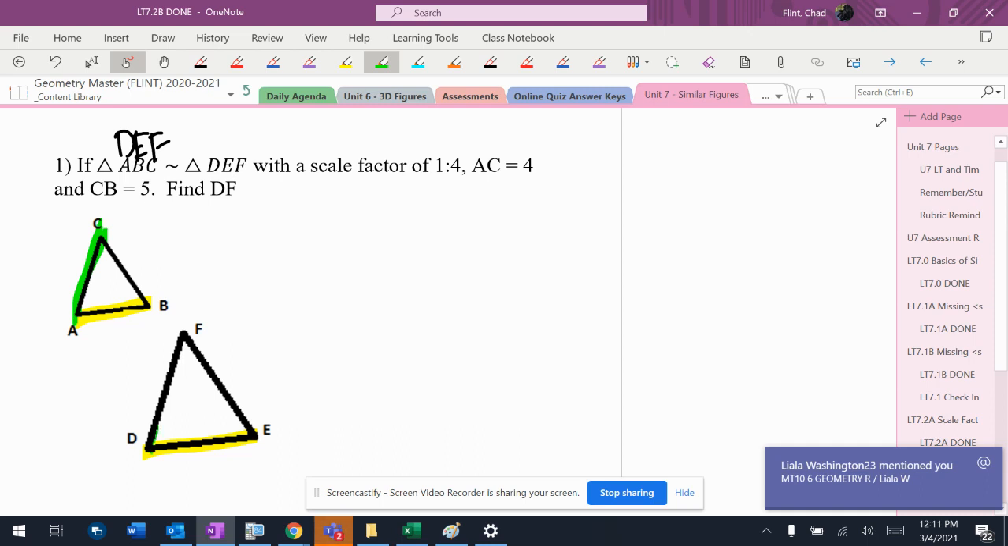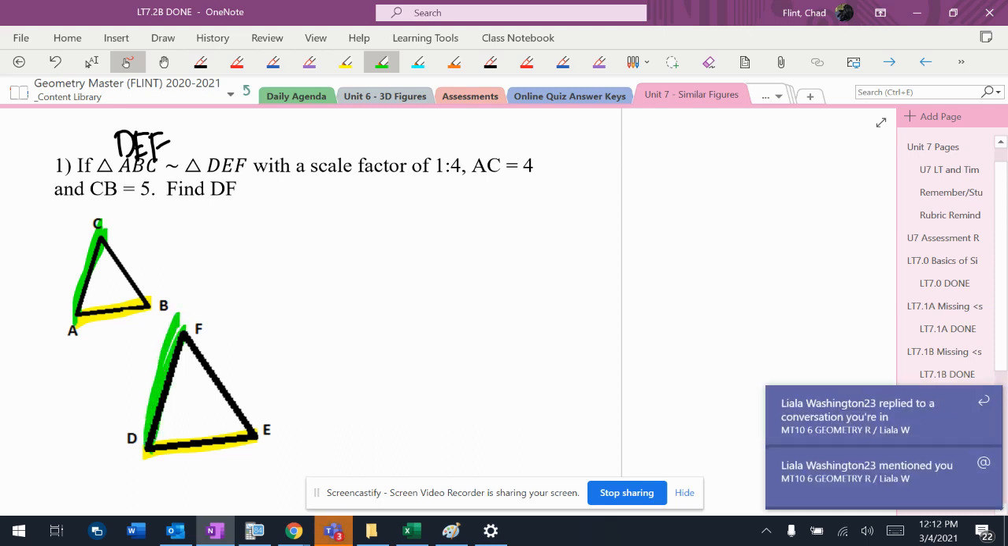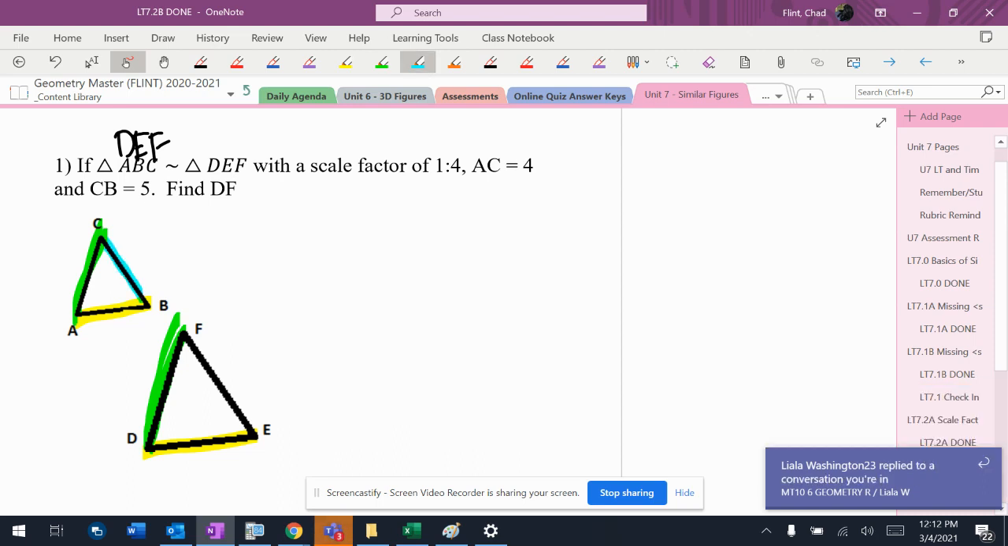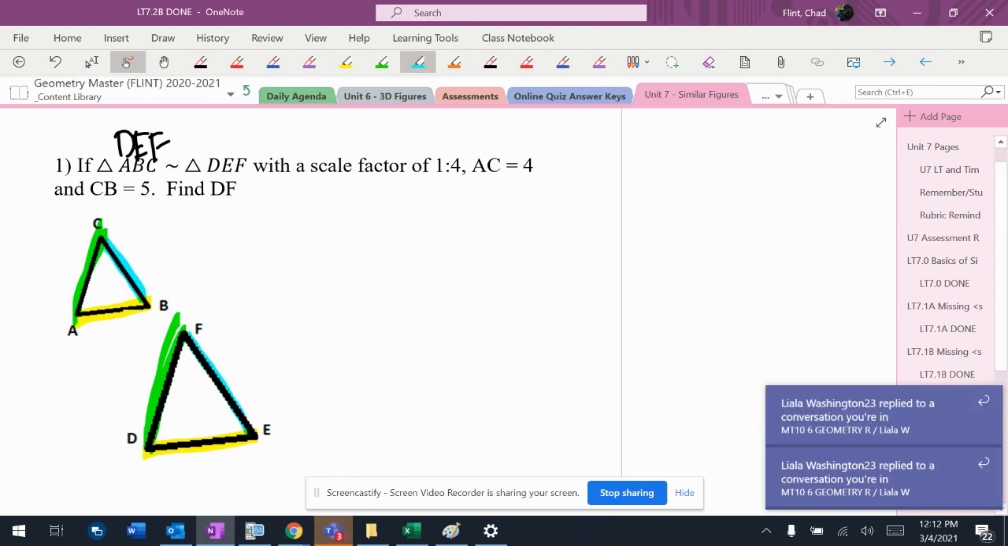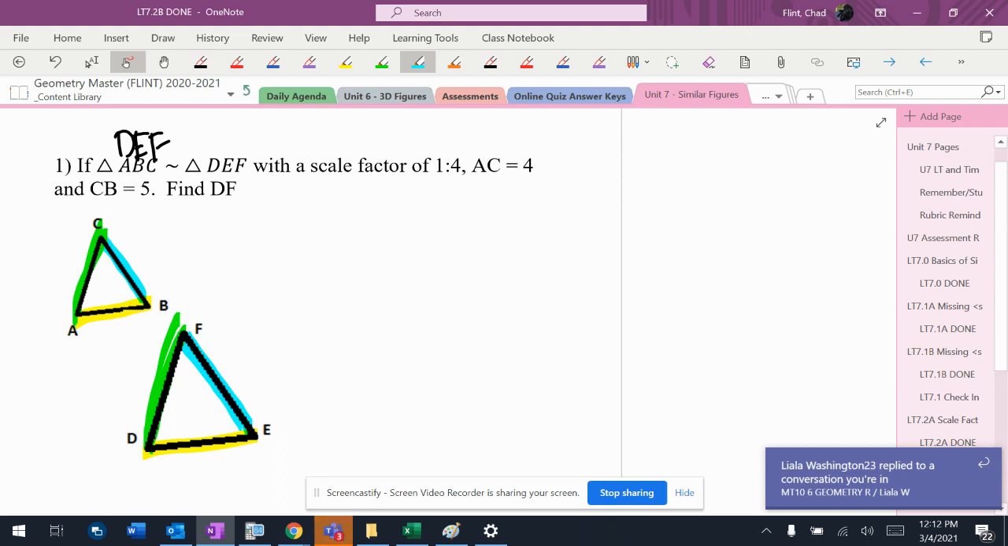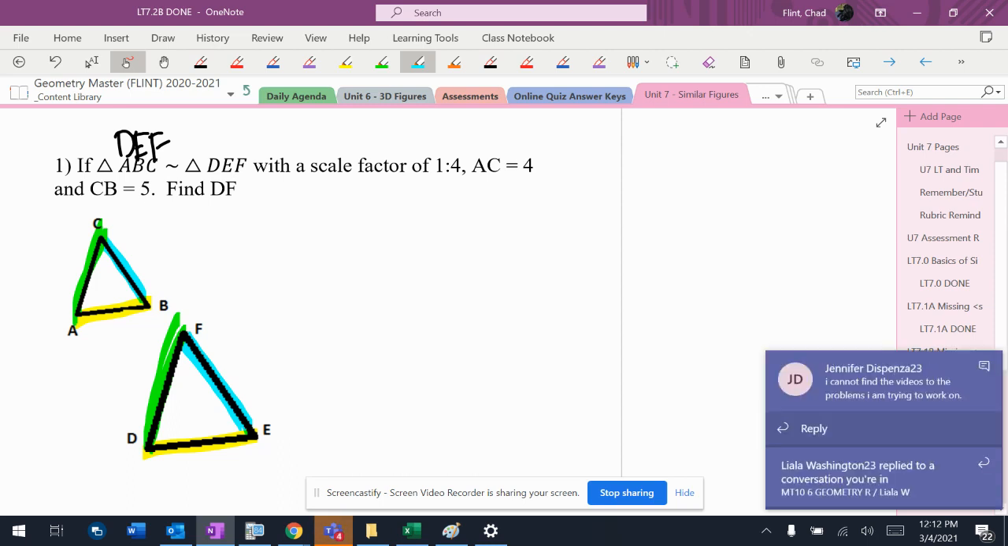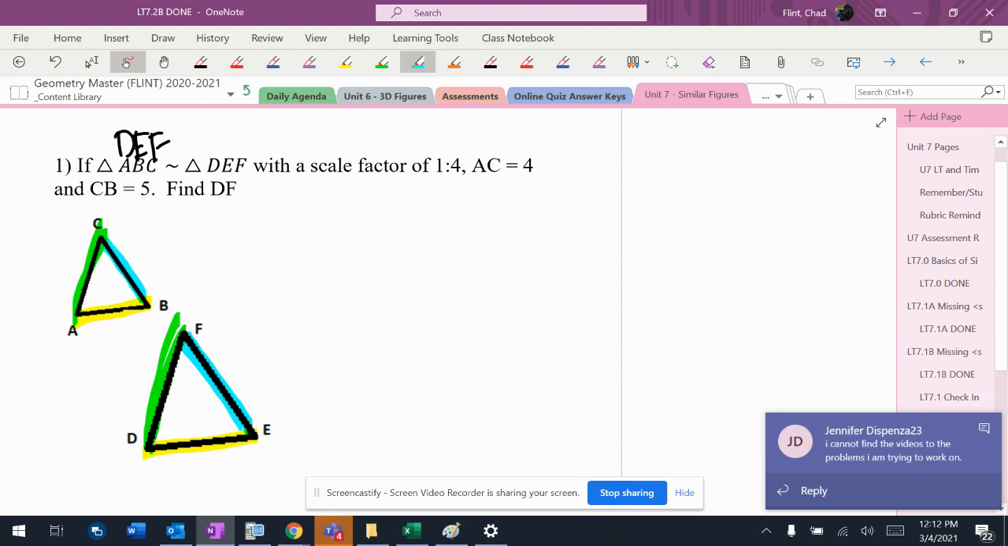AC matches up with DF. I'm going to take that DF right there. And then CD matches up with FF. So I've got all of those things matched up.